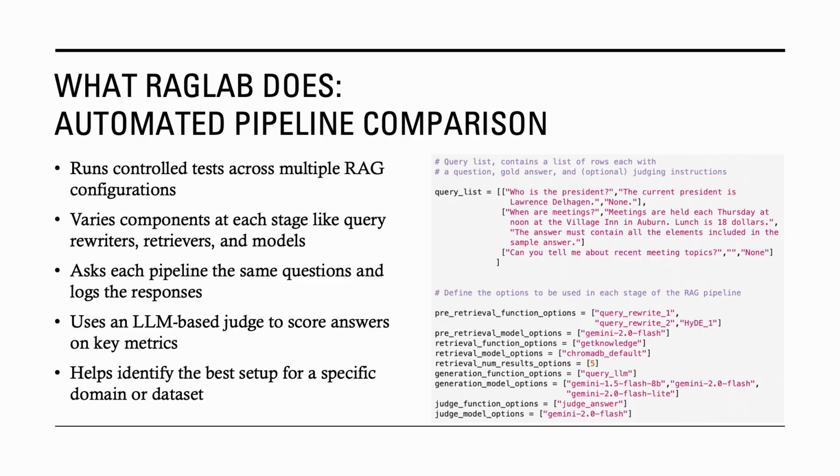RAGLab then builds every valid pipeline combination and asks each one the same set of questions. It logs all the answers and sends each one to an LLM-based judge for evaluation. The judge scores each answer based on relevance, faithfulness, and completeness, and provides an estimate of its confidence. And if the model's confidence is too low, RAGLab pauses and asks a human reviewer to step in. That way you maintain high-quality evaluations even when things get fuzzy. In the end, you get a clear comparison of how different pipeline choices perform, which makes it much easier to pick the best setup for your specific domain.